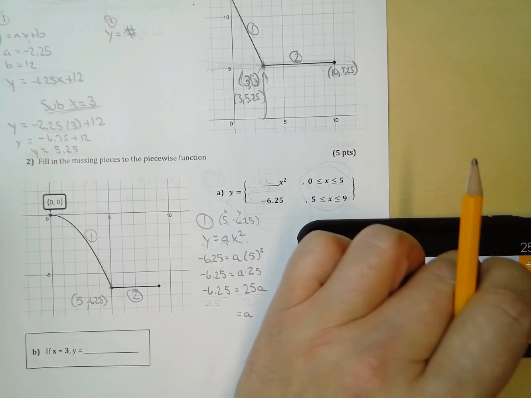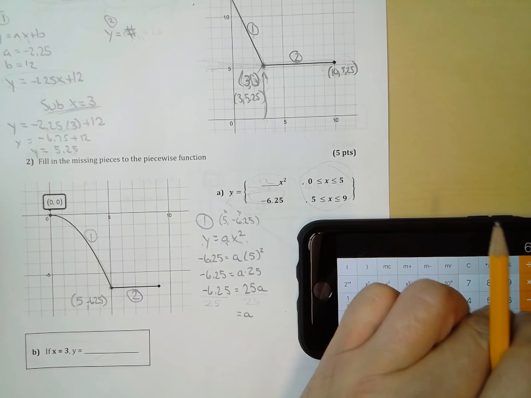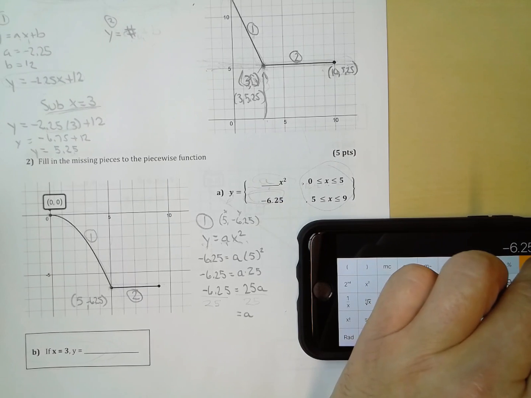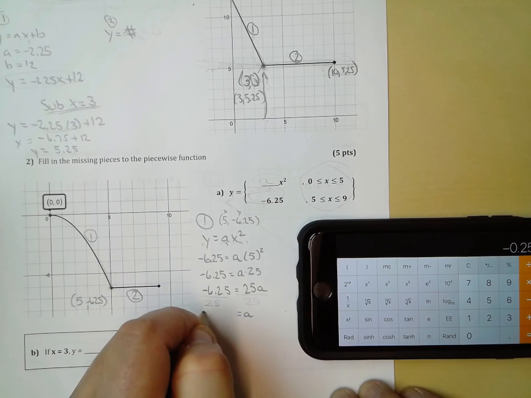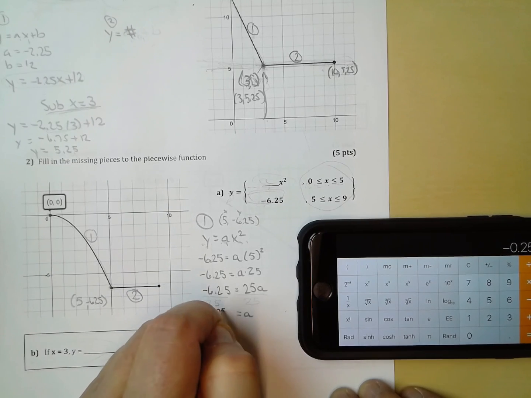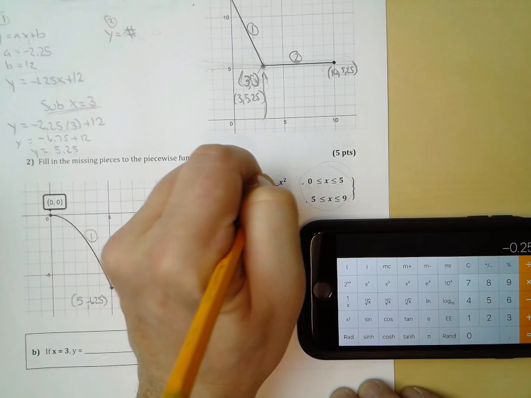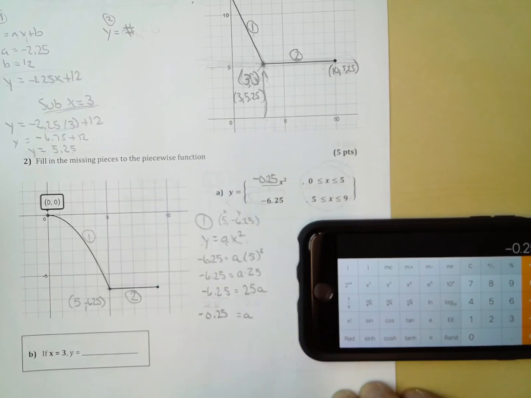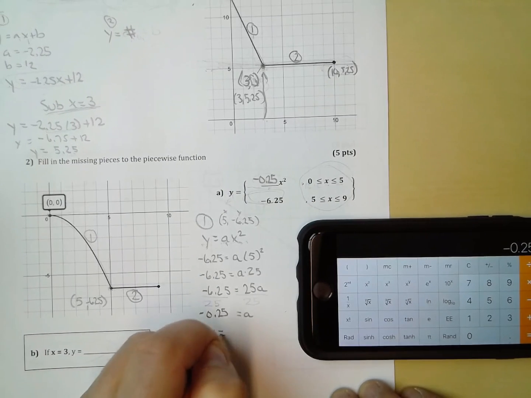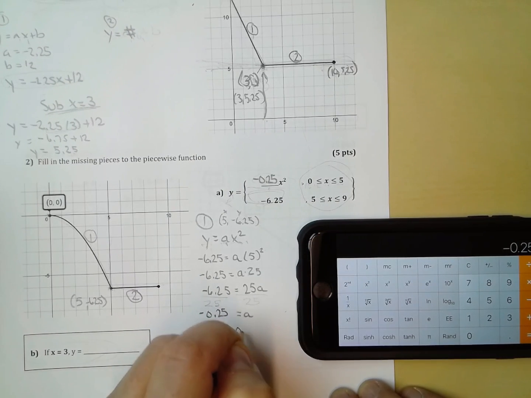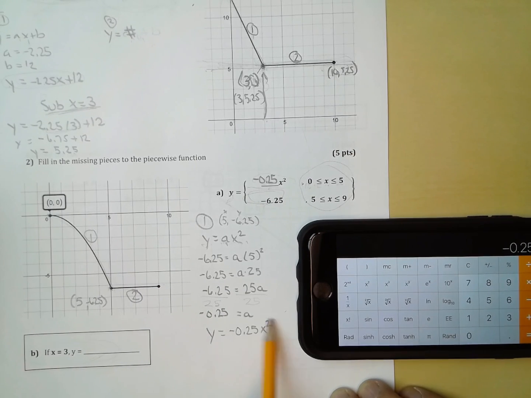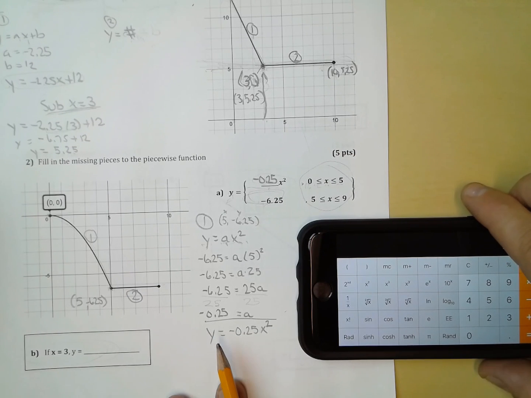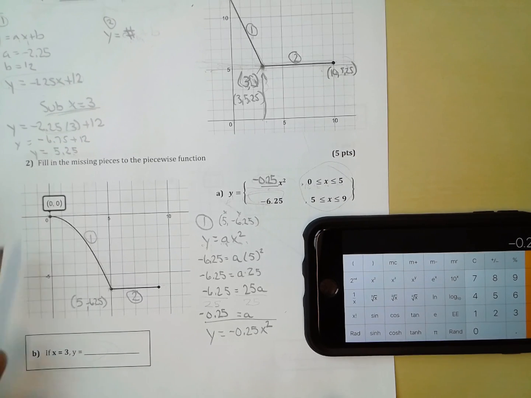So negative 6.25 divided by 25, and I get negative 0.25, which is the value of the a in the specific equation. Y is equal to negative 0.25x squared. That's my specific rule right down in there. Now what that's going to do is it's going to allow me to answer the question down here.